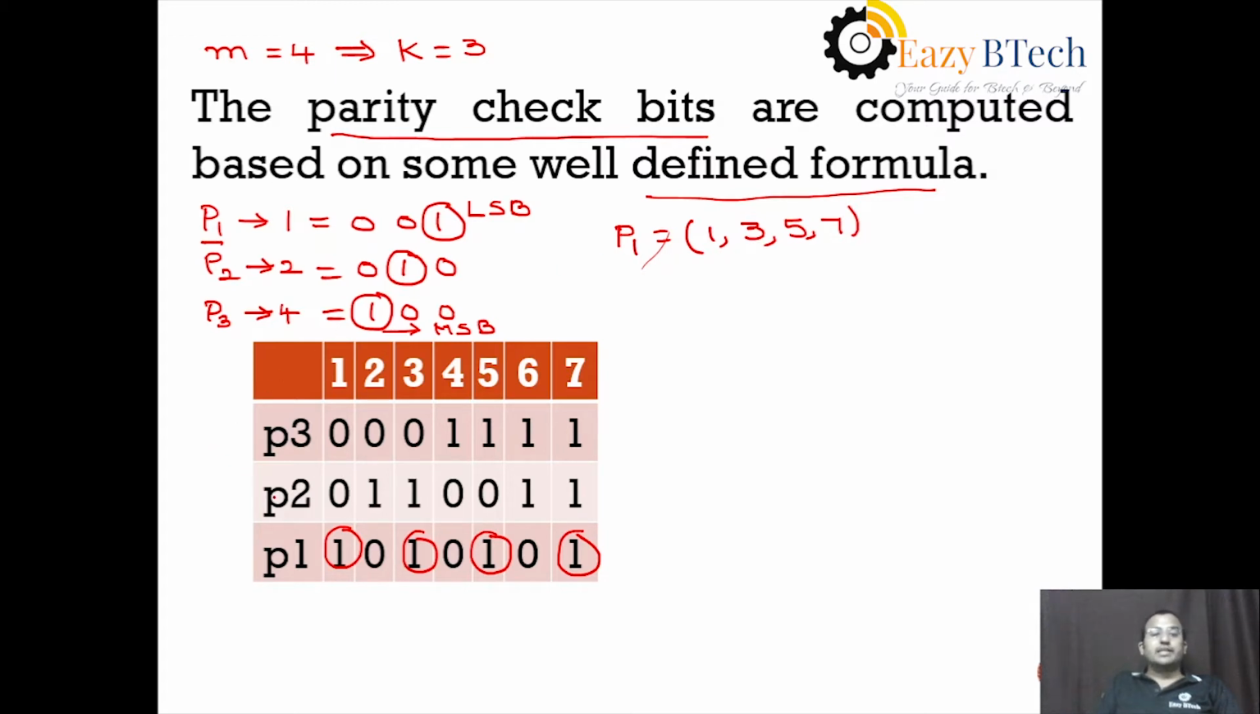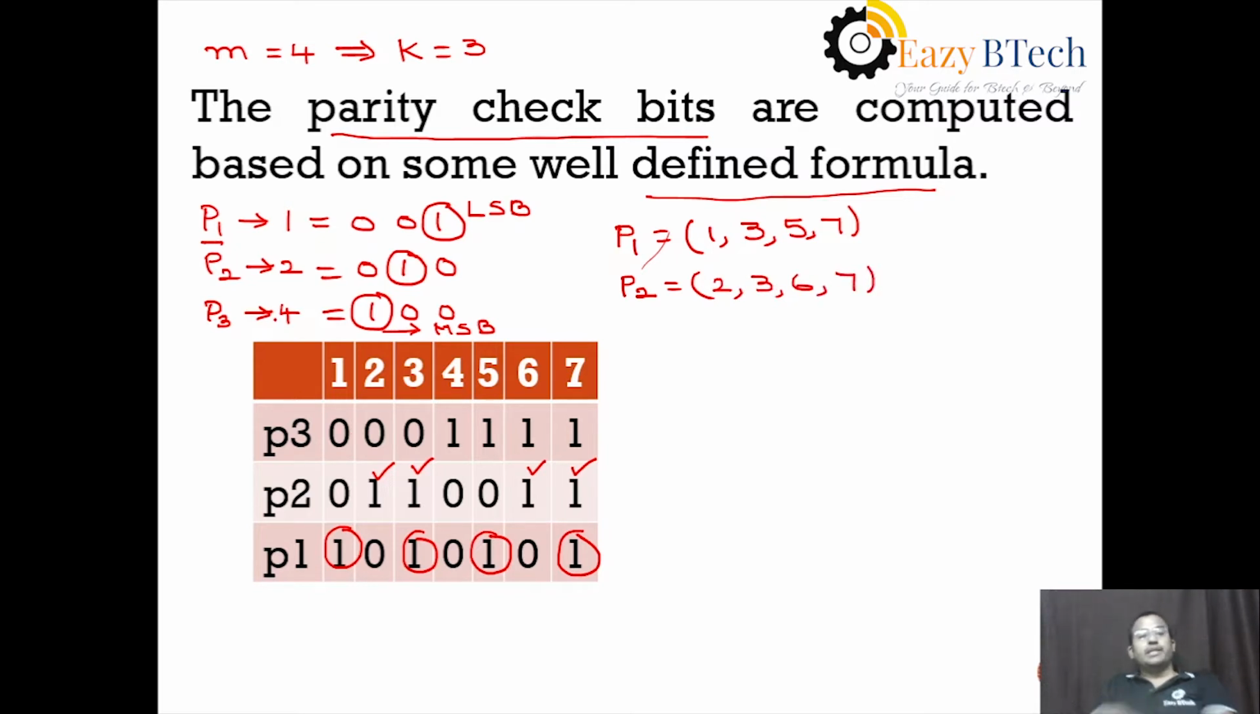Next, P2 in the corresponding representation is having 1 in the middle position. So consider those locations where the middle position is having 1. If you observe the corresponding representation, here it is having 1, here, here and here. So to calculate the parity bit P2, we'll consider the positions 2, 3, 6, 7.